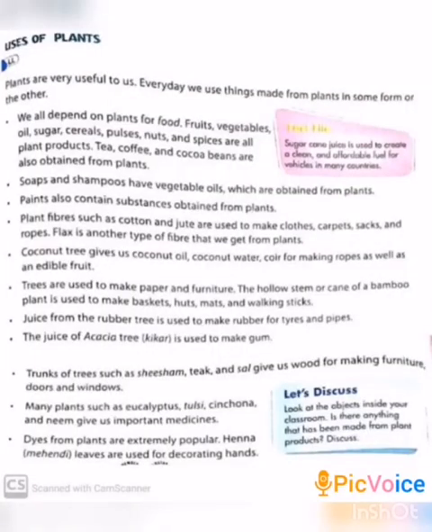Next, uses of plants. Plants are very useful to us. Every day we use things made from plants in some form or other. We all depend on plants for food. Fruits, vegetables, oil, sugar, cereals, pulses, nuts and spices are all plant products. Tea, coffee and cocoa beans are also obtained from plants. And soaps and shampoos have vegetable oils which are obtained from plants.